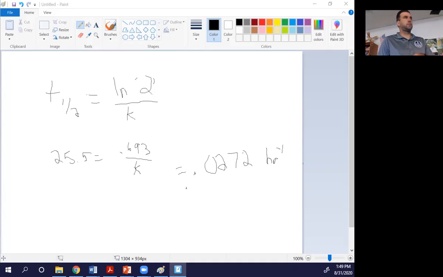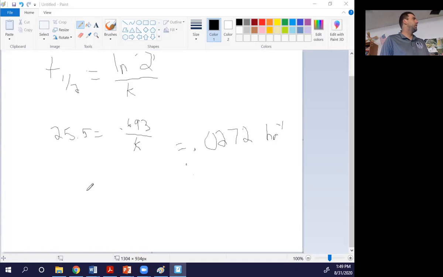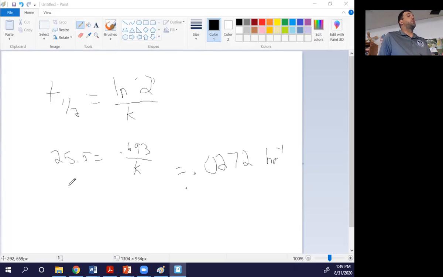Yes, Riley is correct. Let me find my mouse again. And how do you know it's this one? Because it's giving you 2 concentrations. Anytime you're dealing with concentrations or percents, you're generally dealing with that one, okay?